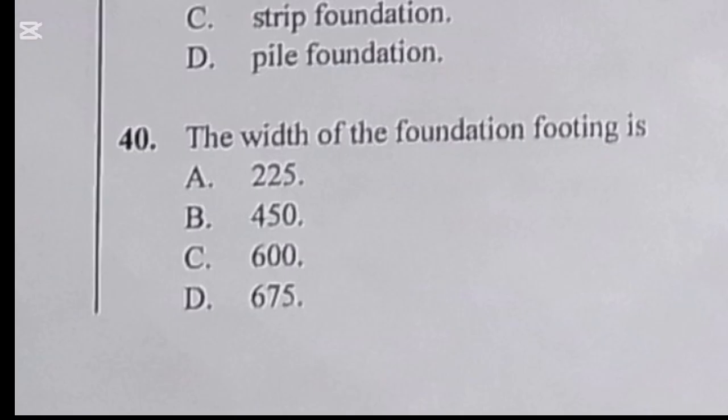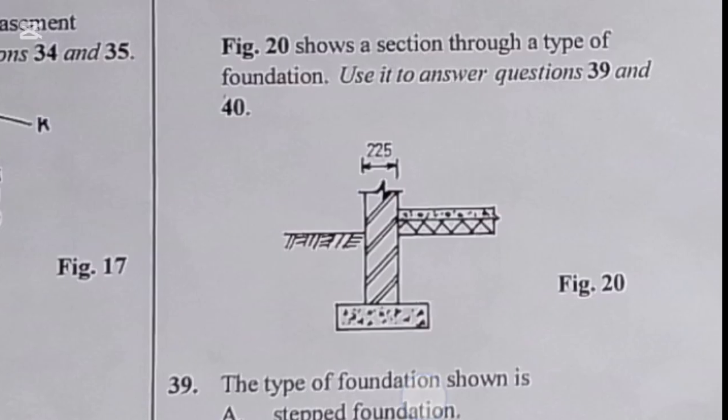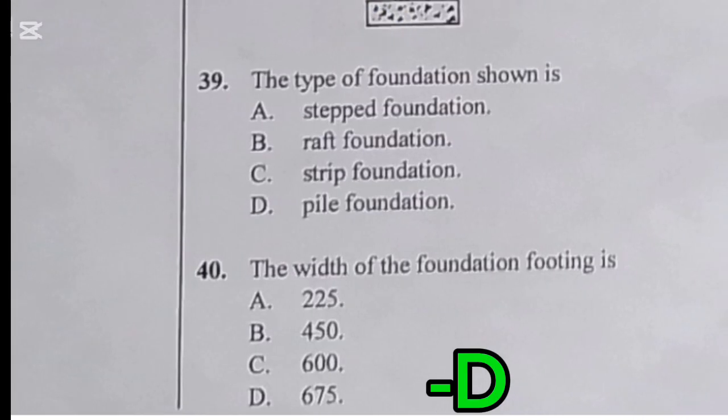Then we go to the last question, question 40, under the building option. The width of the foundation footing is 675. The 225 is the standard wall thickness. The footing is this base here, so we have another 225 to the right and 225 to the left. 225 multiplied by 3 gives us 675. So the standard foundation footing is 675. I hope that is clear.